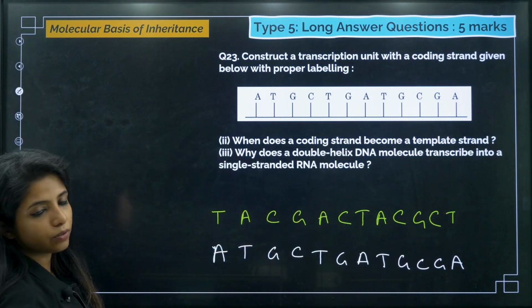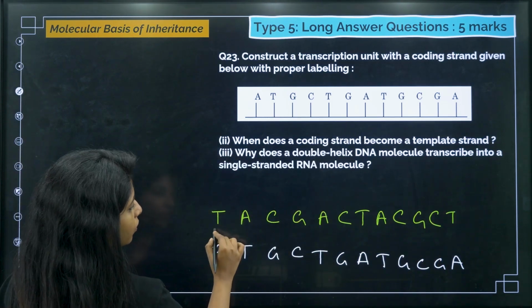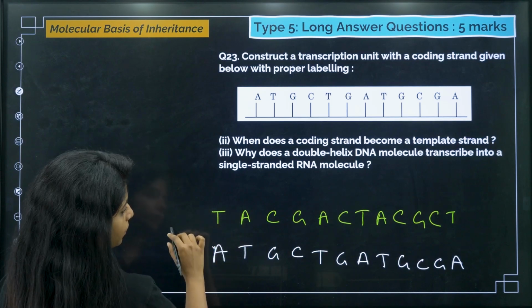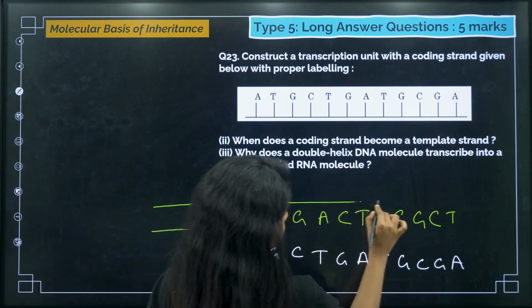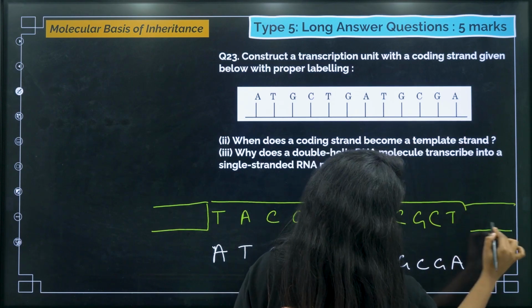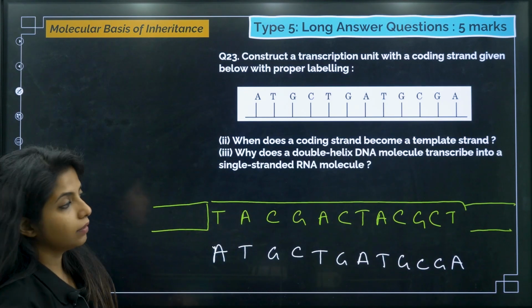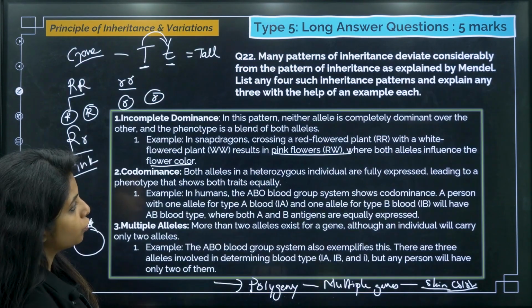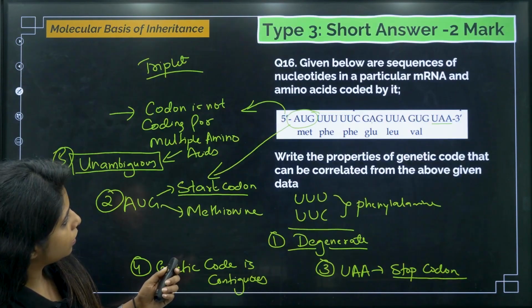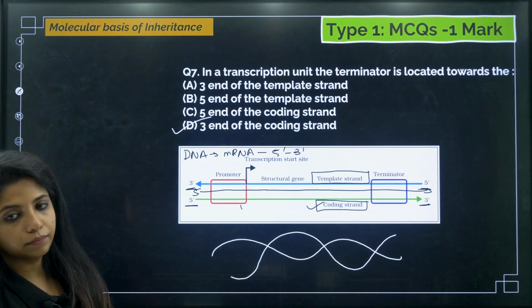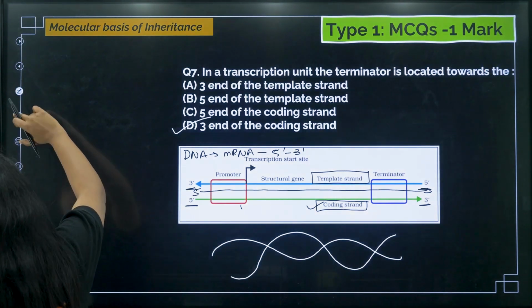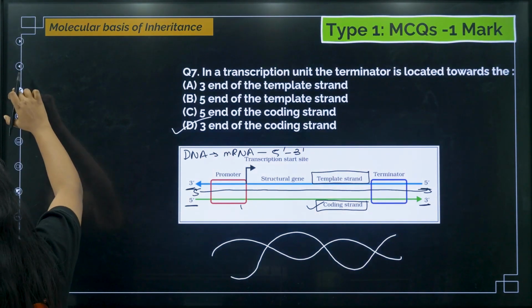This is the transcription unit, children. Over here you will have the promoter region, this is the structural gene, and there will be a terminator region as well. You studied this, right? There will be a promoter region, and there will be a terminator region as well.